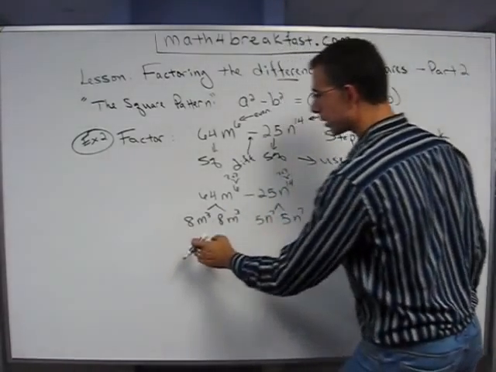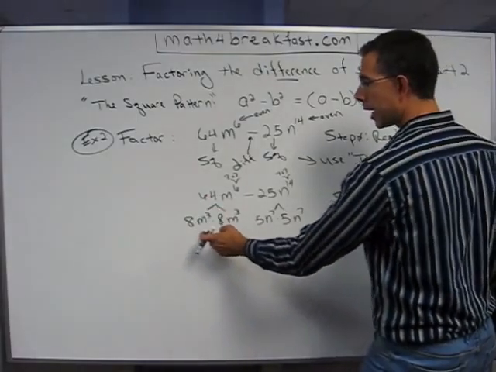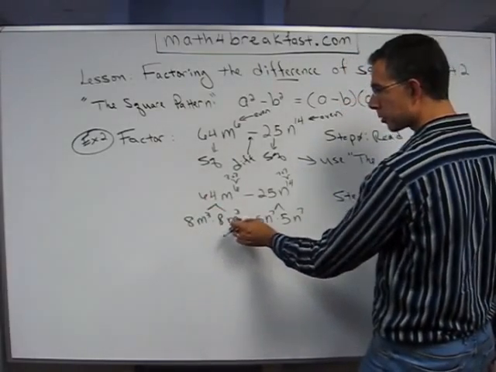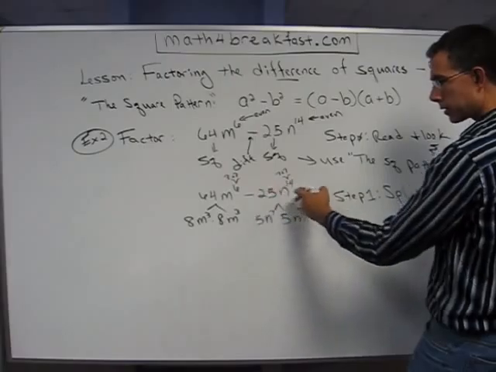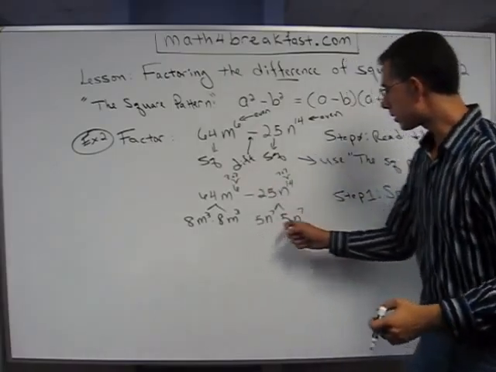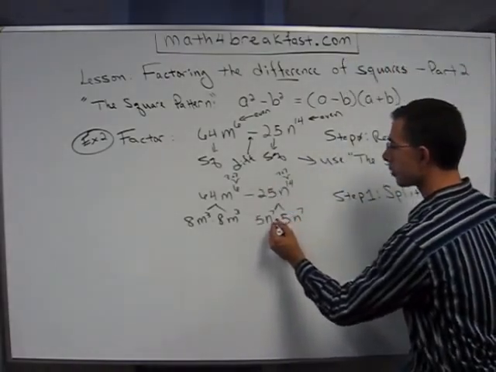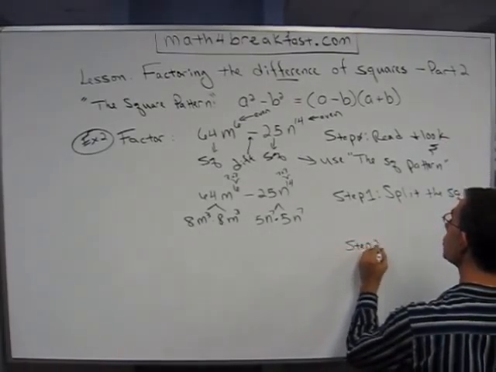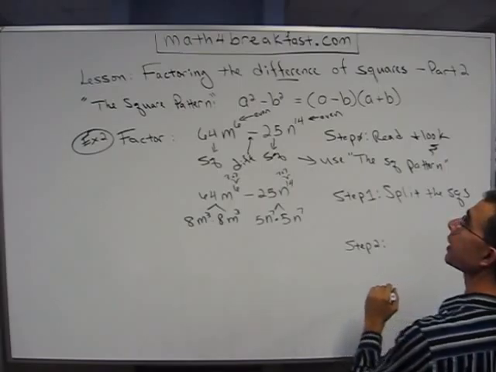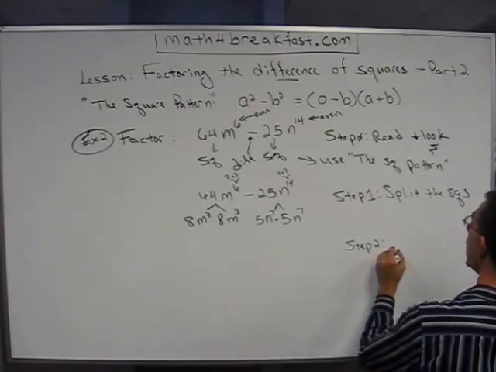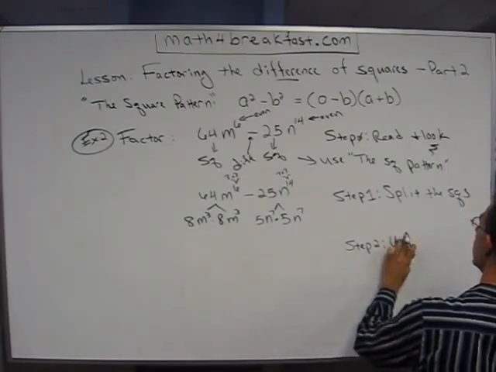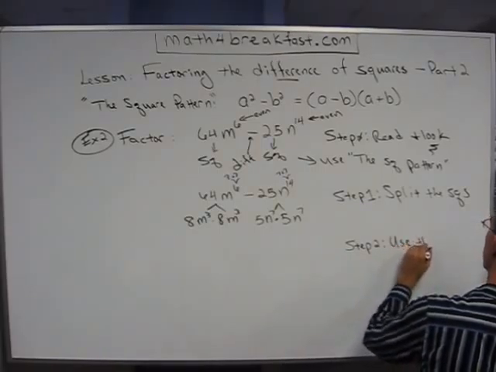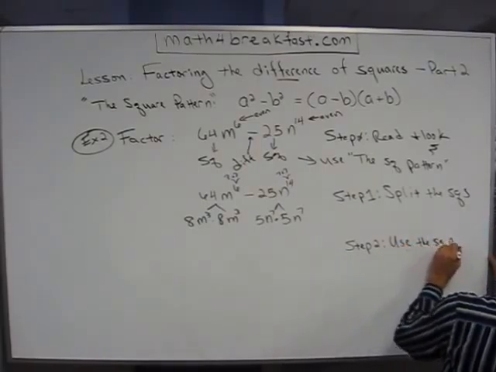And I know I did it right because 8 times 8 is 64. M to the 3rd times m to the 3rd, add up the exponents, gives me m to the 6th. And the same thing over here. So this is my split on 25n to the 14th. Alright, finally, step 2. I love it. It's only 2 steps to glory and closure on these factoring problems. And that is use the square pattern.